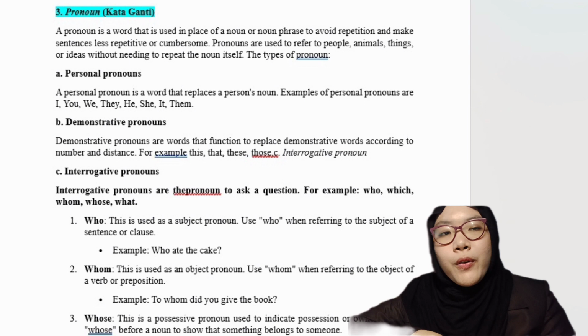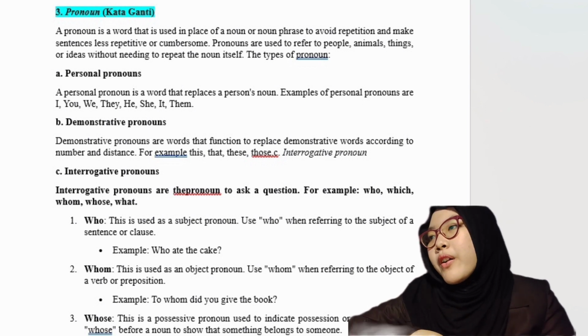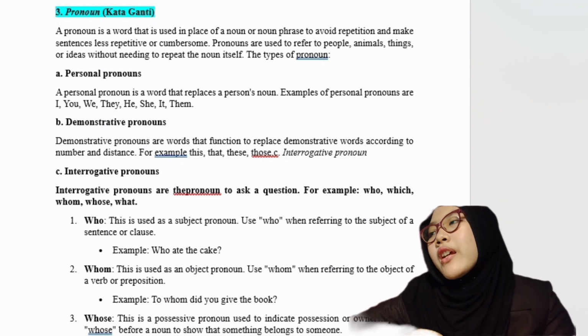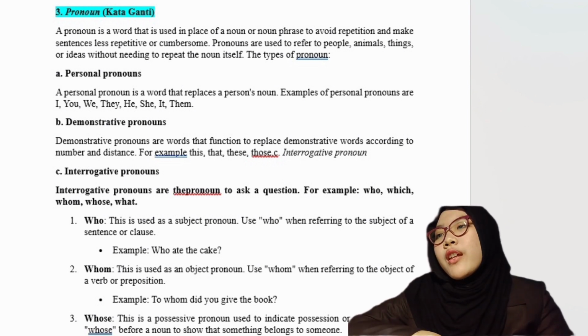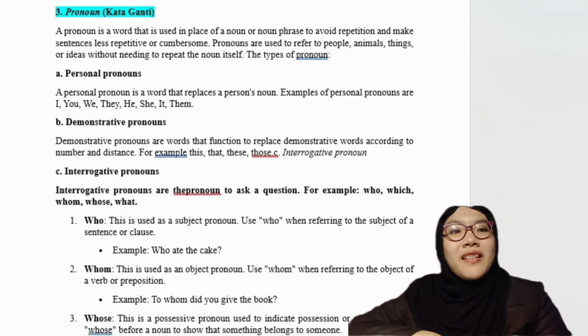The next one is about the demonstrative pronoun. Demonstrative pronouns are words that function to replace demonstrative words according to number and distance. For example, this, that, these, those, and stuff like that.